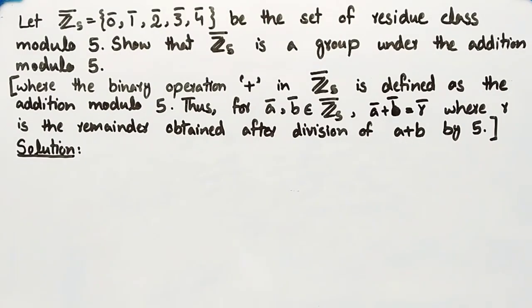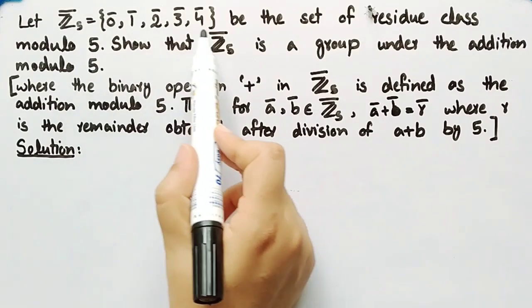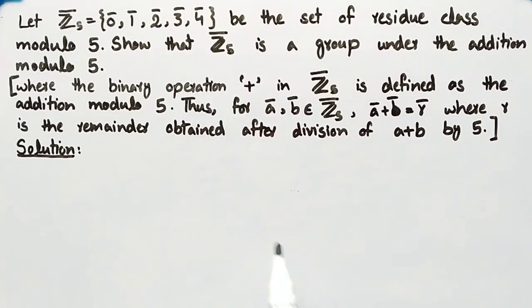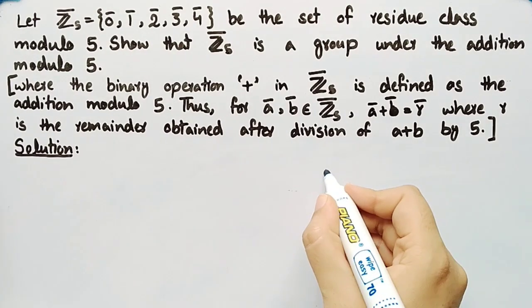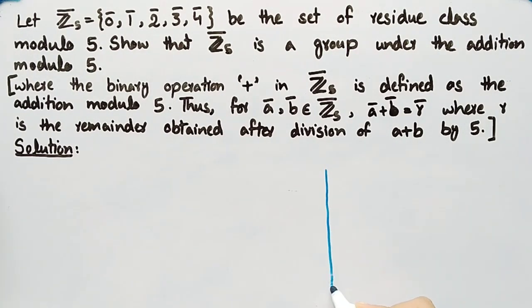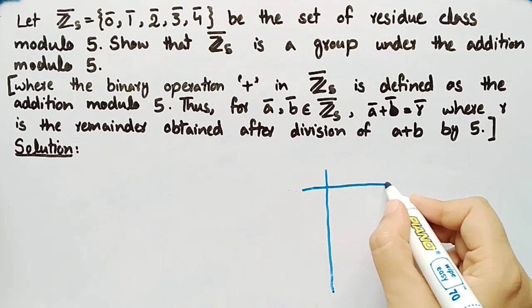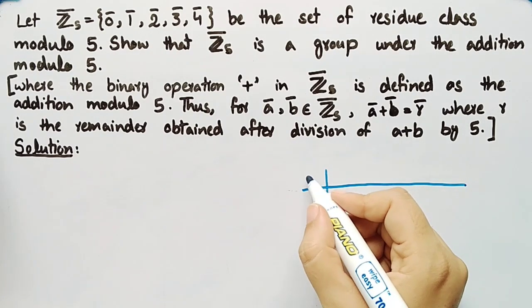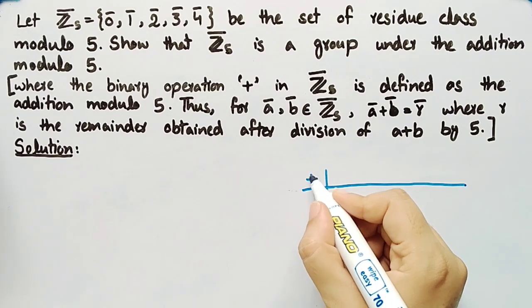Towards its solution, since Z5 has finitely many elements, we will construct Cayley's table, and the binary operation is addition. So we will construct Cayley's table with respect to addition. In the top left corner, we will write the binary operation, that is addition in this case.